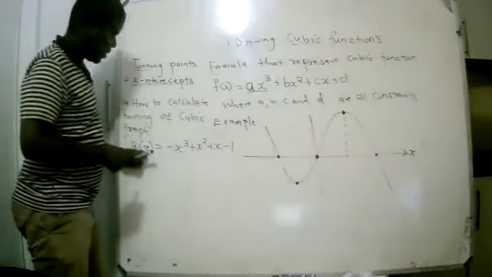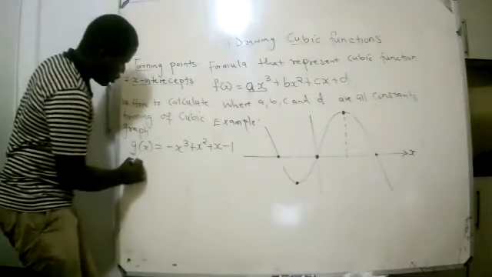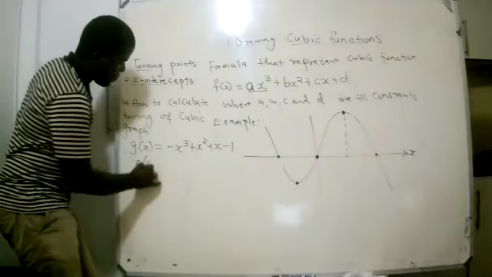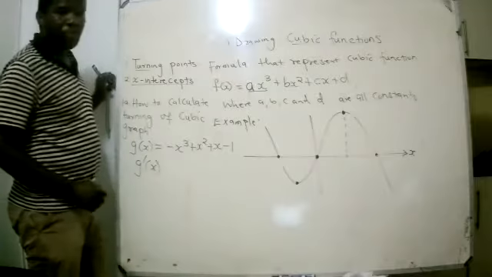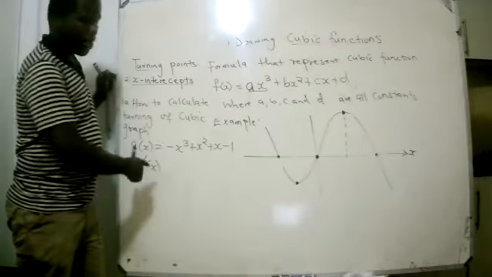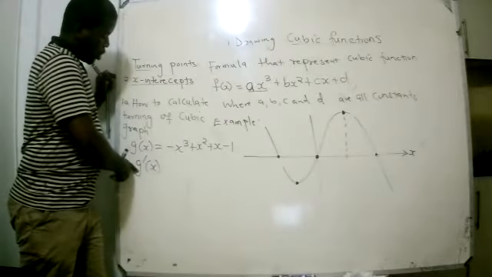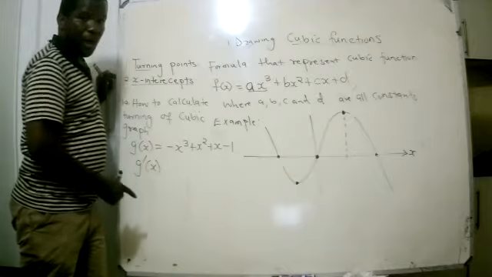You have to differentiate this function here. By now you know how to differentiate. So we're going to have g prime x. So g prime x is simply to say we are going to differentiate the function g with respect to x. Are we together?